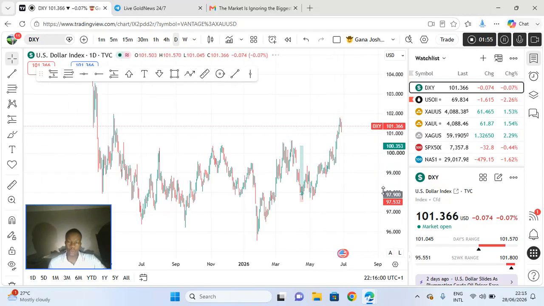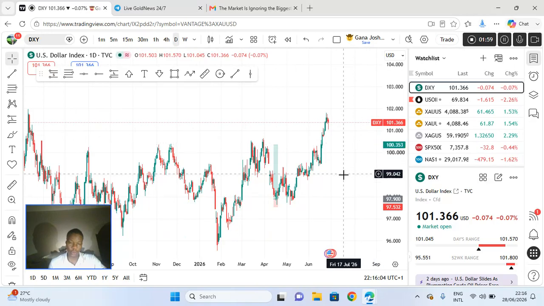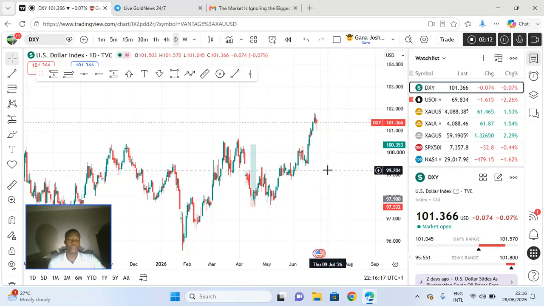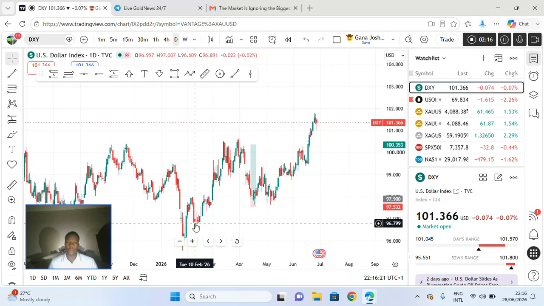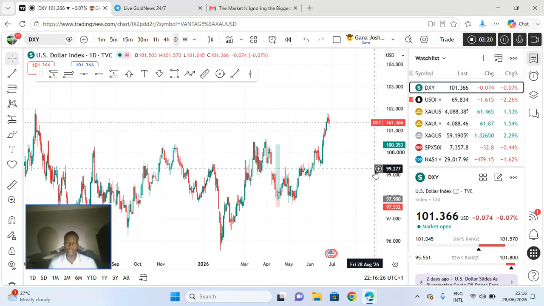If you've been coming to my lives, we look at the DXY to know the strength of the US dollar, because most of the things we look at have to do with the US dollar, like I always say. So that's why we look at the US dollar. I don't trade it, but you can. So use it as you may. First off, I'm going to go over the DXY and look briefly at what's happening.